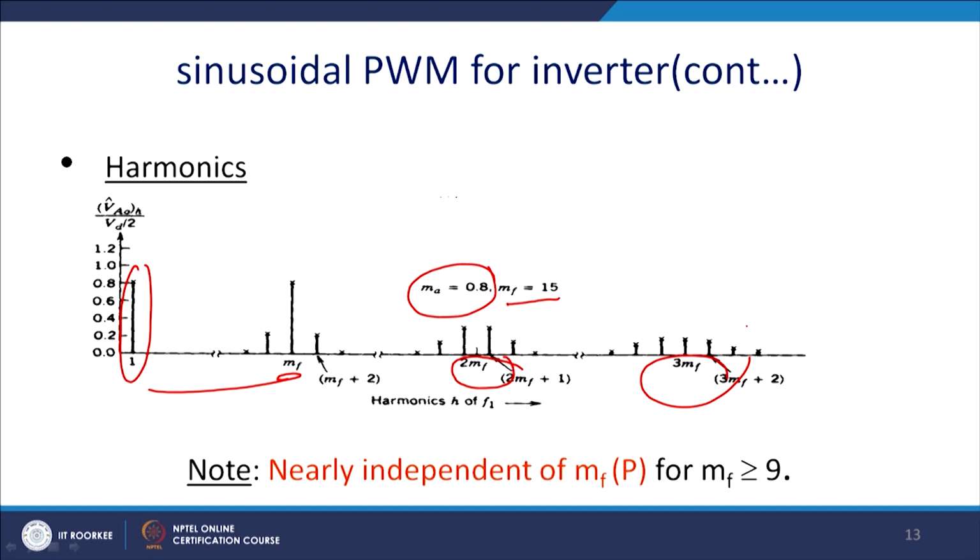And since it is a very high frequency, lower order, it can be easily eliminated by a small low pass filter, or the system being a power system or a drive is inherently inductive, and thus it will eliminate this high frequency very easily.